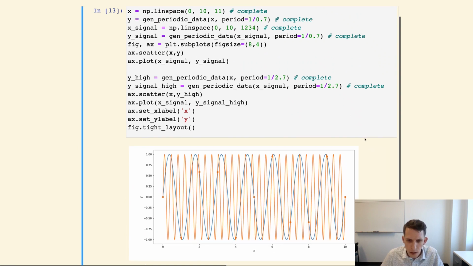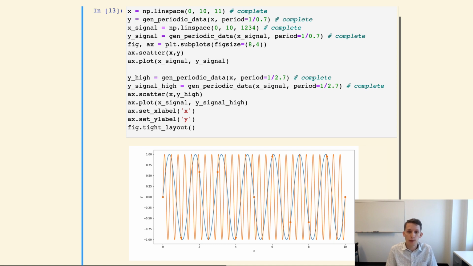And what we see here is that while we're looking at a very different, higher frequency, the orange curve, which is oscillating more rapidly than the blue curve, all of the observations occur at exactly the same position. Okay? So this is what is meant by the Nyquist frequency.